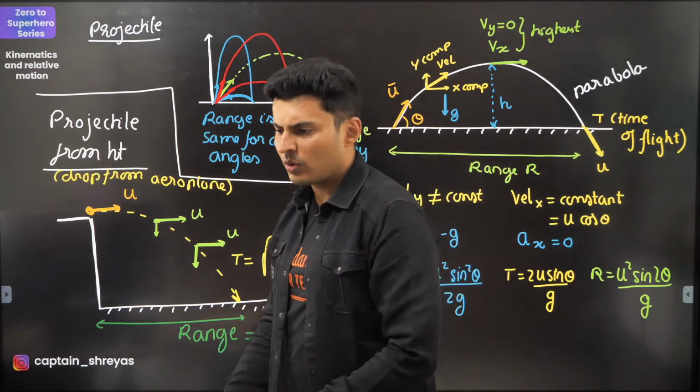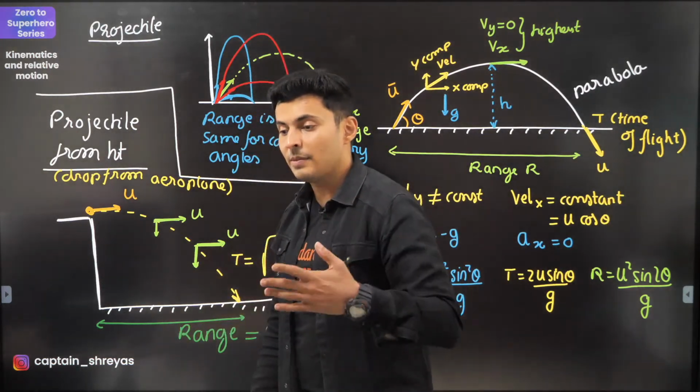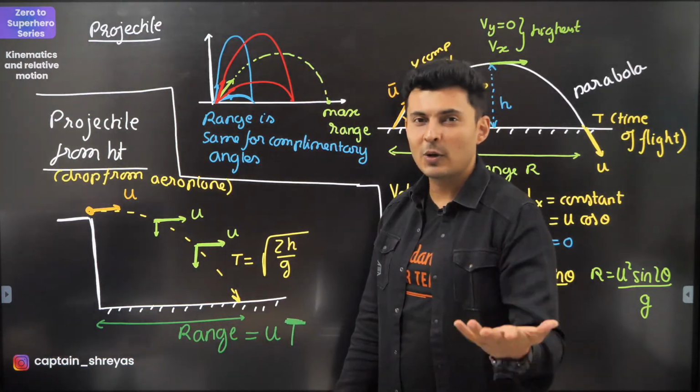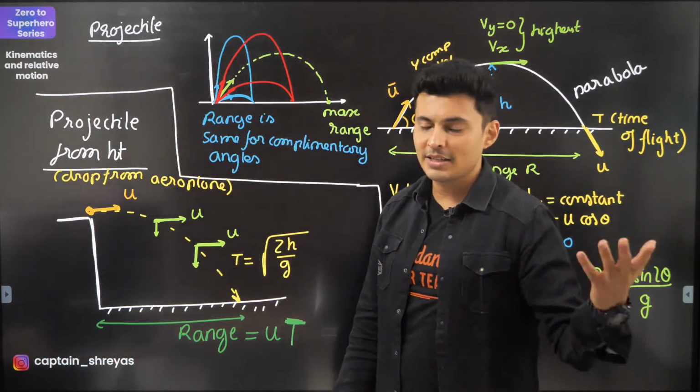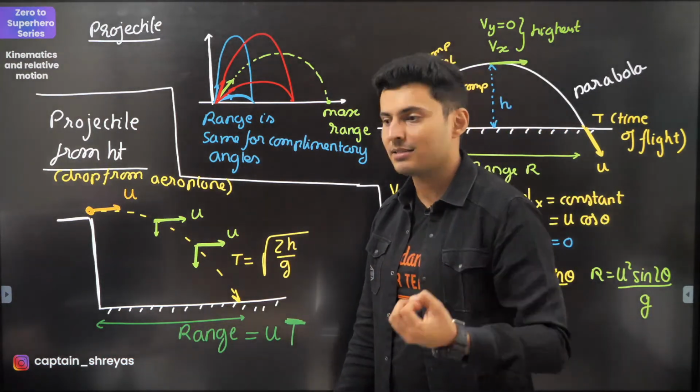Complementary angles are angles which add up to become 90. Supplementary is when the angles add up to become 180. Like 20 and 70, complementary, correct? 45 and 45, complementary. 30 and 60, complementary. Supplementary is when it is 180, like 100 plus 80.